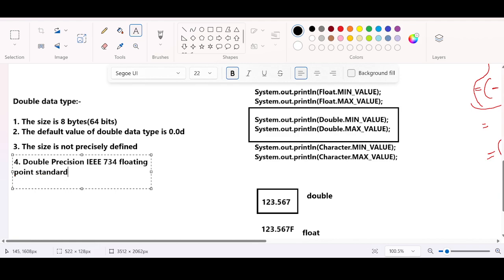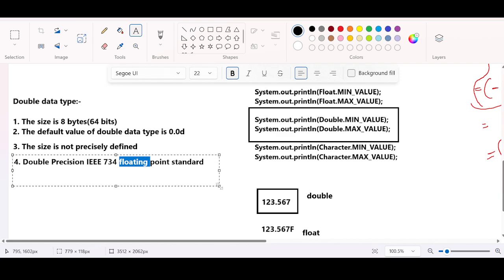Floating point is not like the float data type. Floating point is a representation. Float data type is different. Floating point standards are different. Floating point is a data representation. Okay, don't get confused. What is the last point that we can take for the double data type?